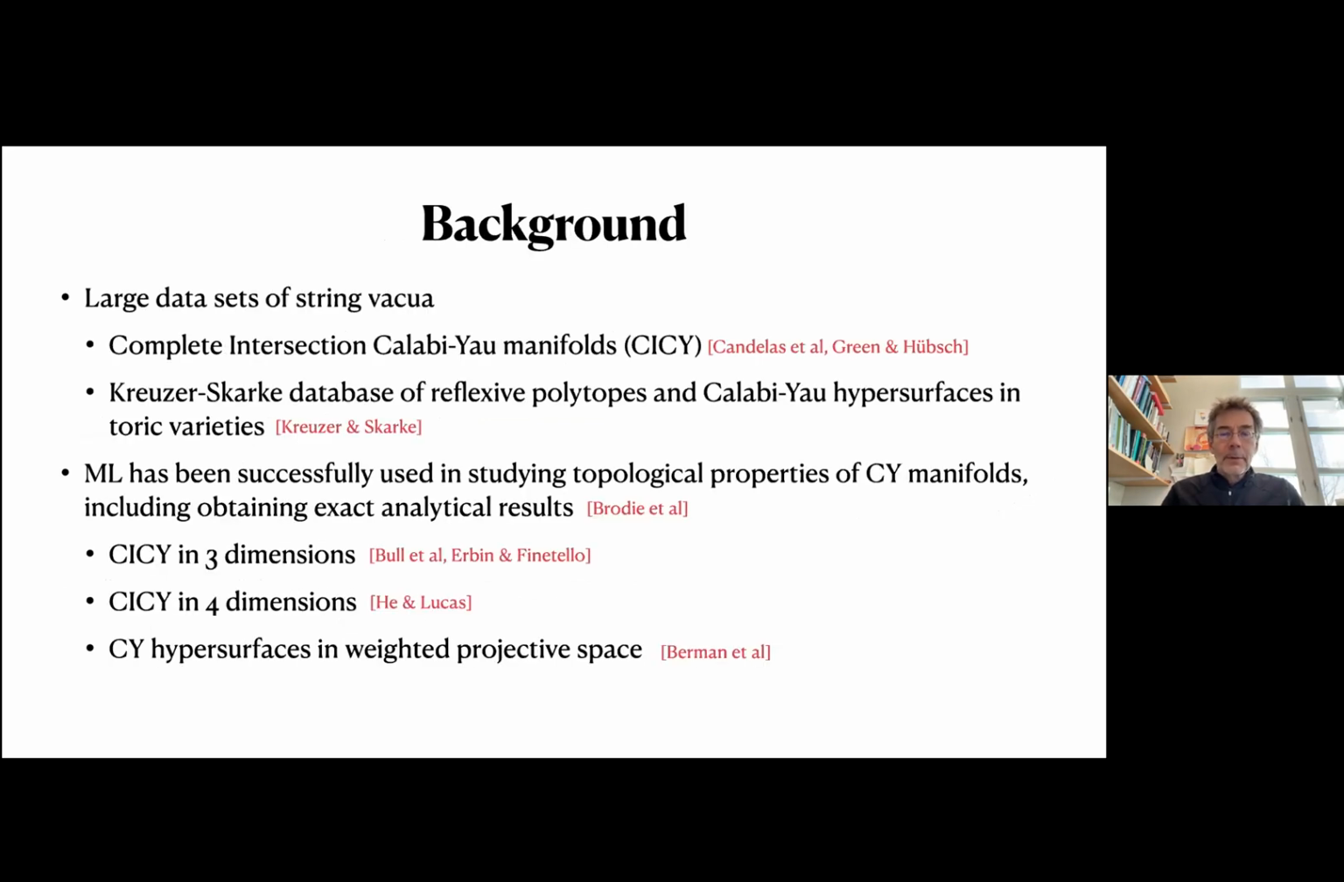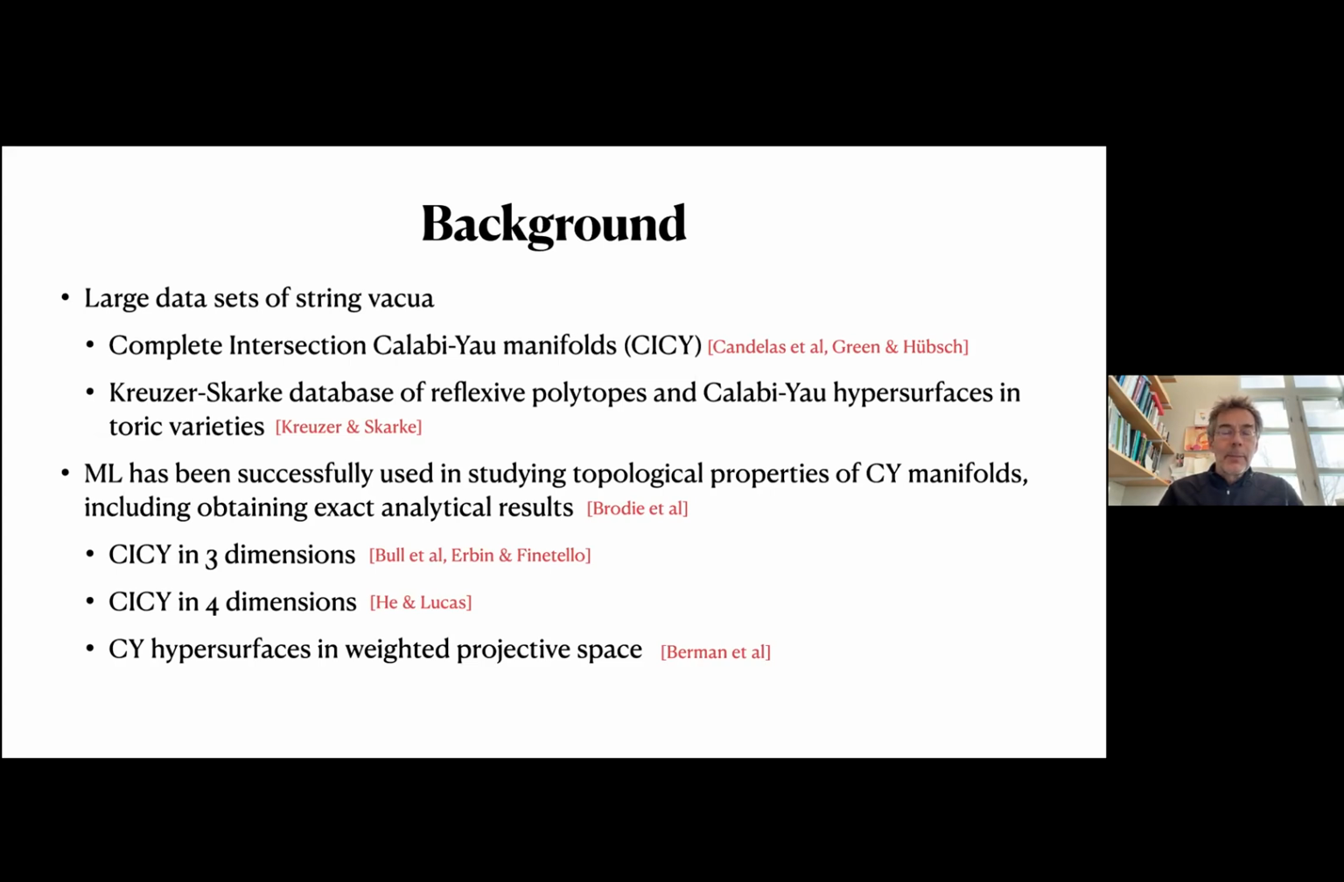So just a little bit of background. Of course, we've heard a lot about this already in this workshop. As we all know, there are these large data sets of string vacua. The idea being that among some of these vacua, in fact, it's already been established that there are phenomenologically viable constructions that lead to something that is at least semi-realistic as far as the particle physics. And some of those are the complete intersection Calabi-Yau. We'll go back to Candelas et al., as well as Green and Hübsch in the 80s.